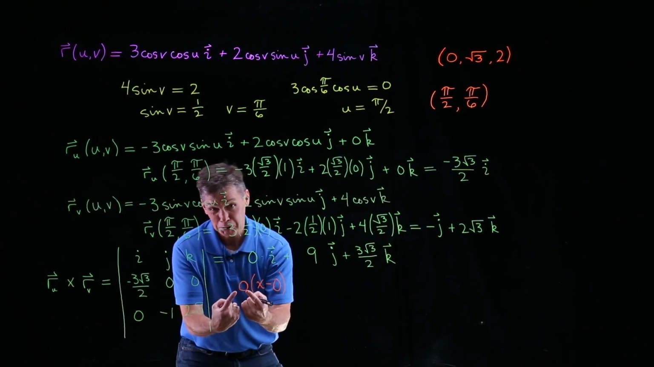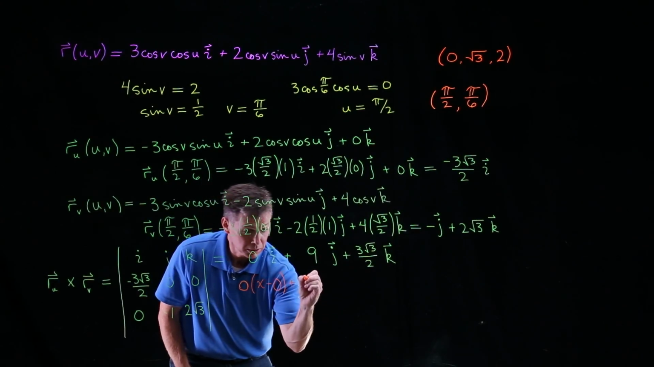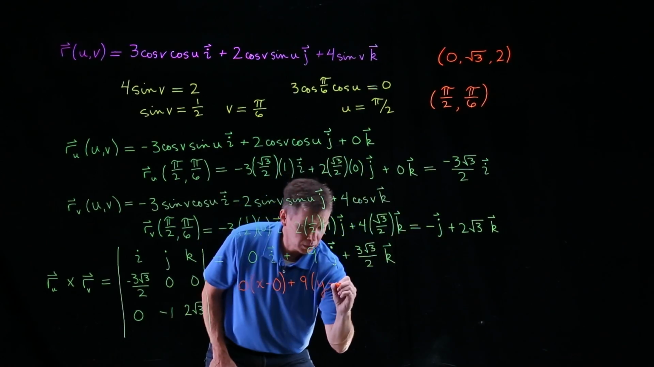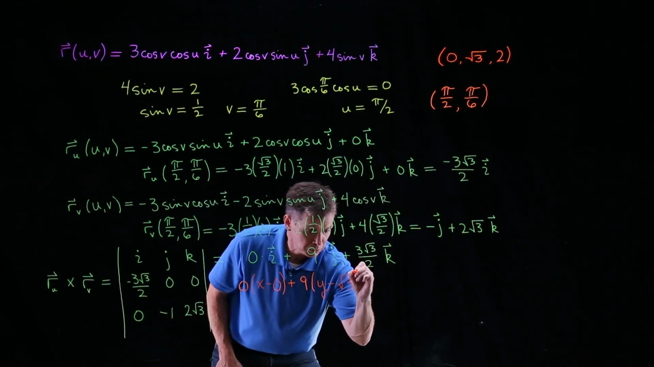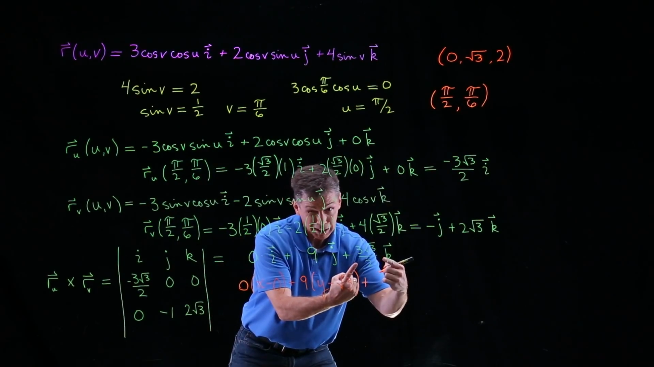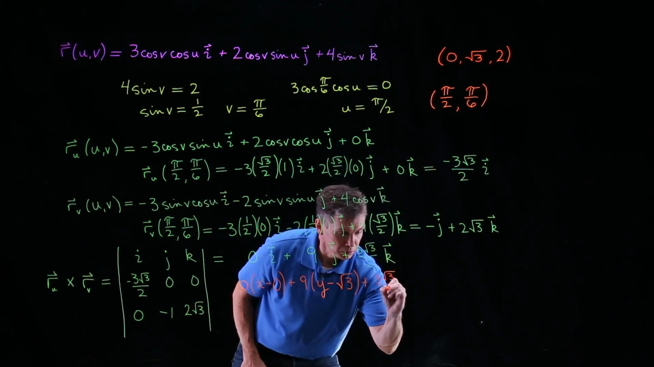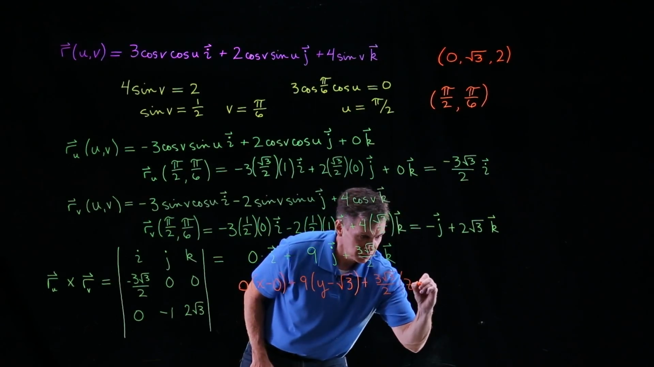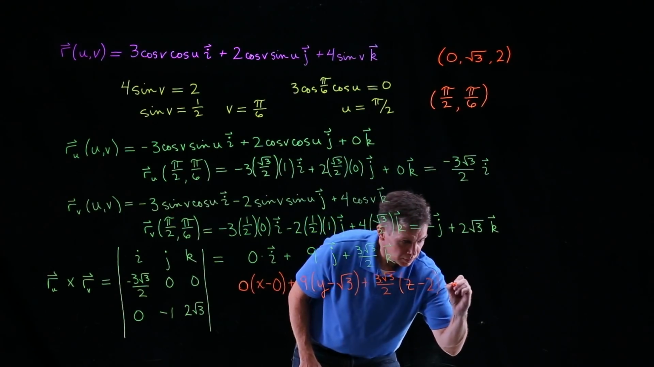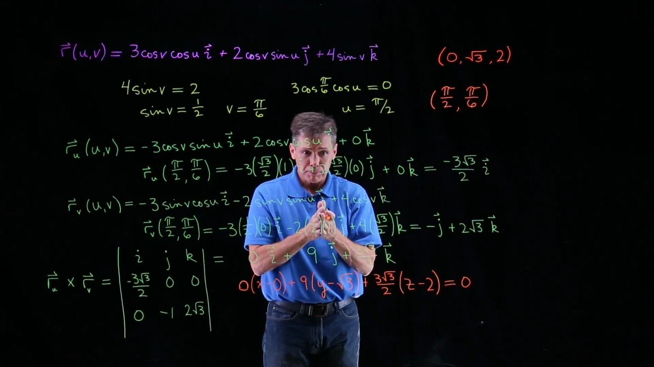I really didn't care too much because it's going to multiply by 0 in a second. But then plus, you grab the next component, or coefficient, 9, y minus, I go up there again, and the y coordinate of that point of tangency was square root of 3, plus, and then I grab the third component, the k component, which is 3 radical 3 over 2. And you do the same thing, continuing with the z variables, z minus 2 in this case, and that equals 0. Okay, that's a good equation for the tangent plane.